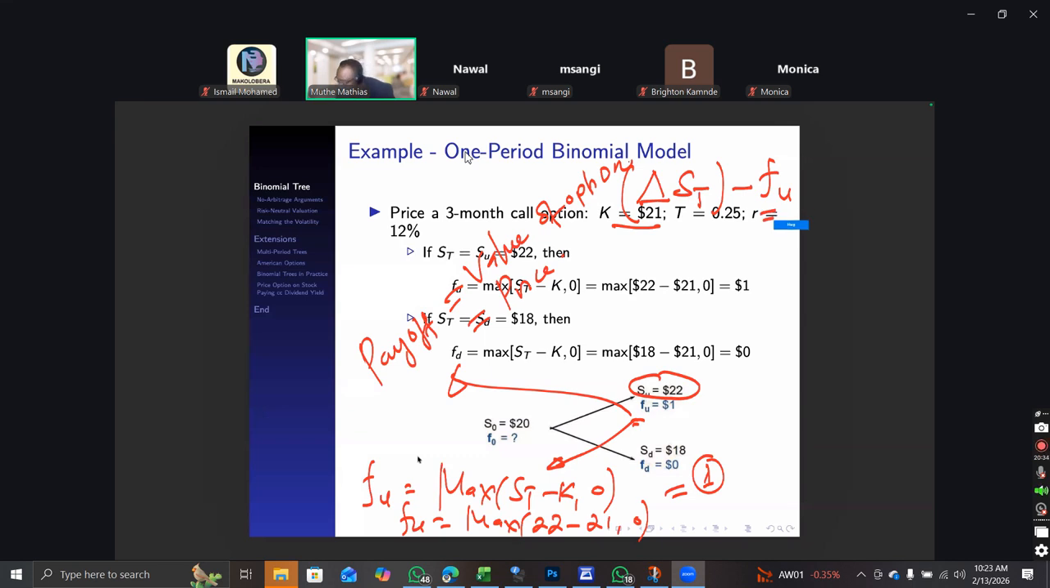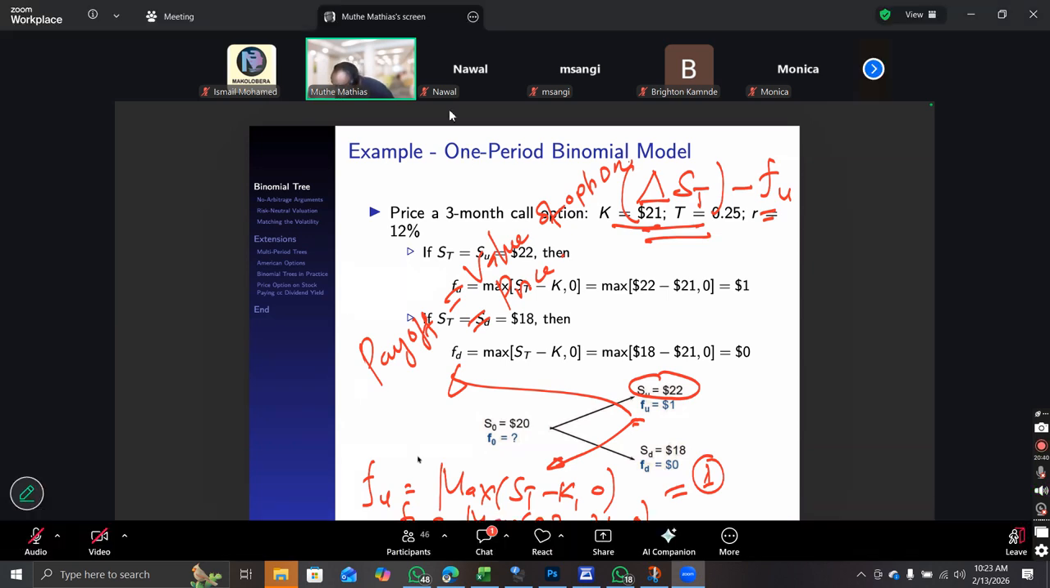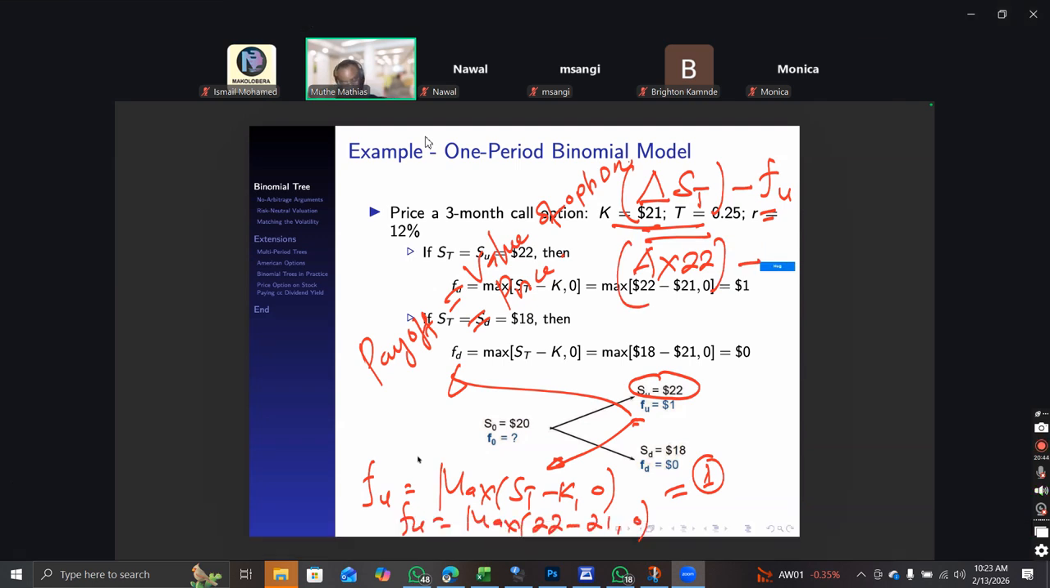So in this case, if we want to substitute the numbers, we take delta multiplied by ST. ST is 22, and then subtract my FU. So FU is the value, right? The value of the option. But the value of the option in this case is 1 in the upside. So you can see this one here is actually 1. Right? Make sense?